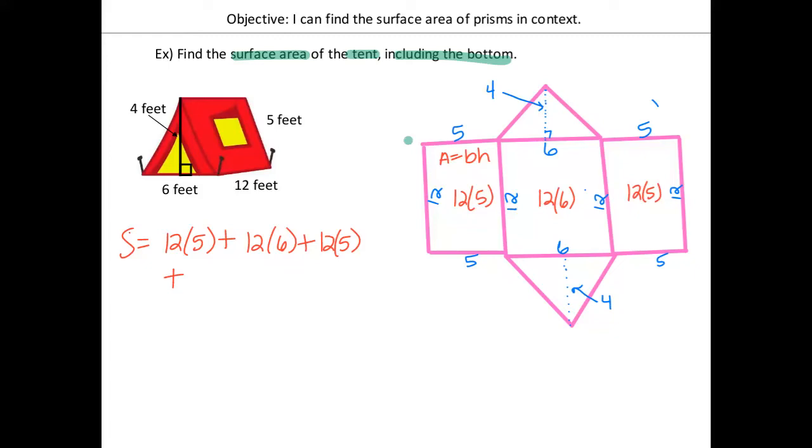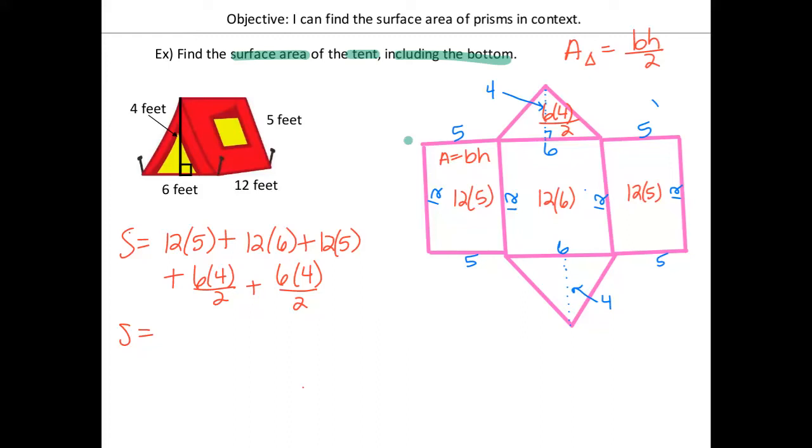Plus, then I'm going to add my triangles. The formula for a triangle is base times height divided by 2. So for this one, I'm going to do 6 times 4 divided by 2. Okay, 6 times 4 divided by 2, but I have 2 triangles of the same dimensions. So 6 times 4 divided by 2. Okay, and then I'm just going to end up adding everything up. So I need to multiply. And I'm going to do it piece by piece.